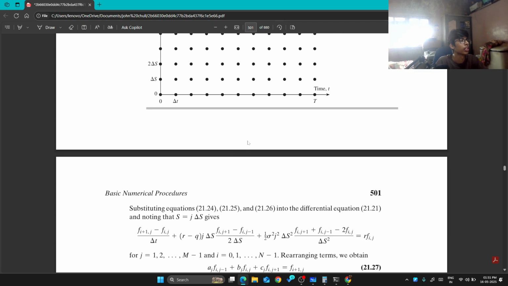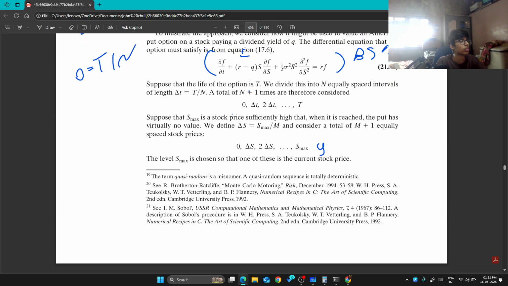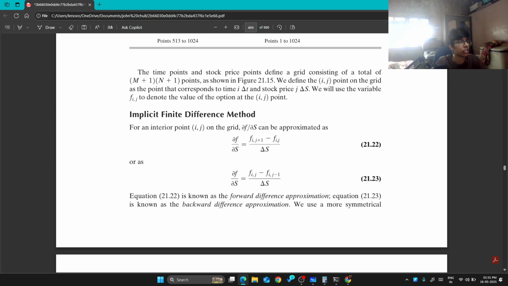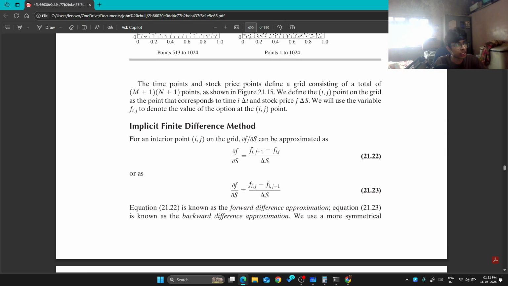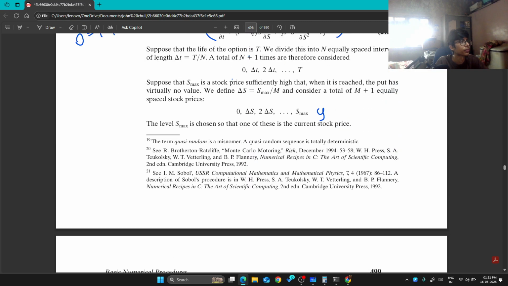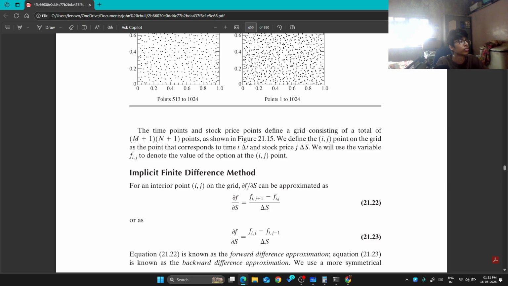This is the grid we are talking about, right? Okay, and the finite difference method gives the next value, where i is a time step and j is the stock price. You can understand the stock price. Our grid is from m plus 1 and n plus 1, and we define ij as a grid point.